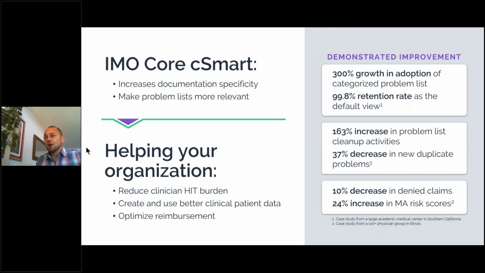And of course, we can help you get paid appropriately for the care that you're already providing. IMO's ICD-10 coding tools have demonstrated a 10% decrease in denied claims and 24% increase in Medicare Advantage risk scores.